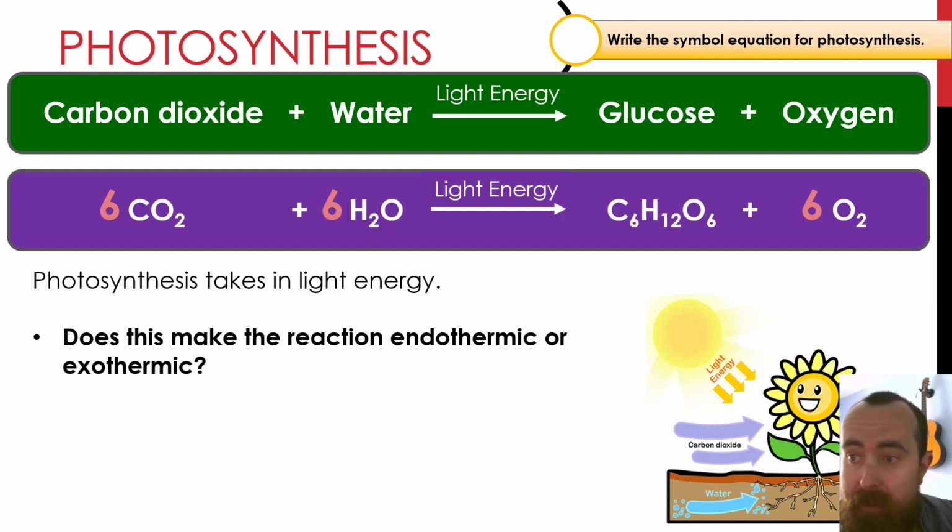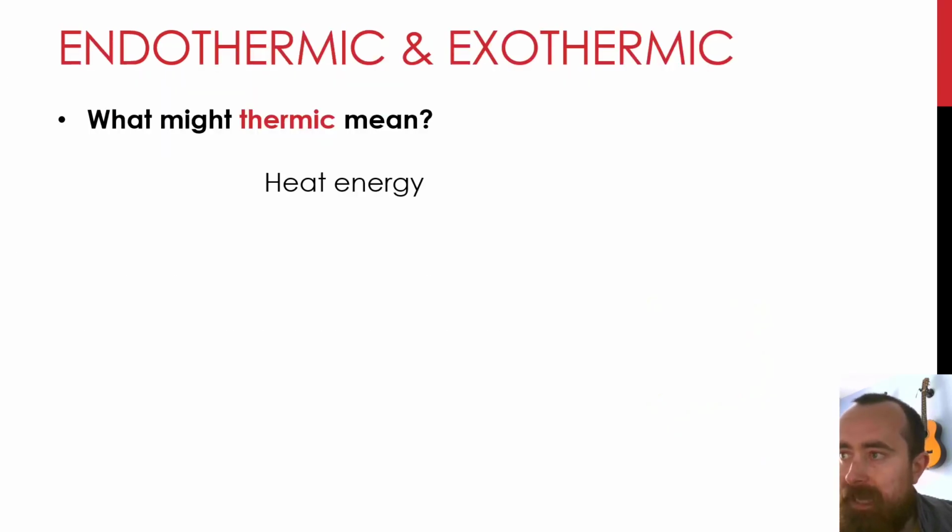Photosynthesis takes in light energy. So we need to know, does this make it endothermic or exothermic? It's taking in energy rather than giving it out. So does that mean it's endo or exo? Well, let's have a look at what endothermic and exothermic actually mean. So the thermic bit means energy or heat energy.